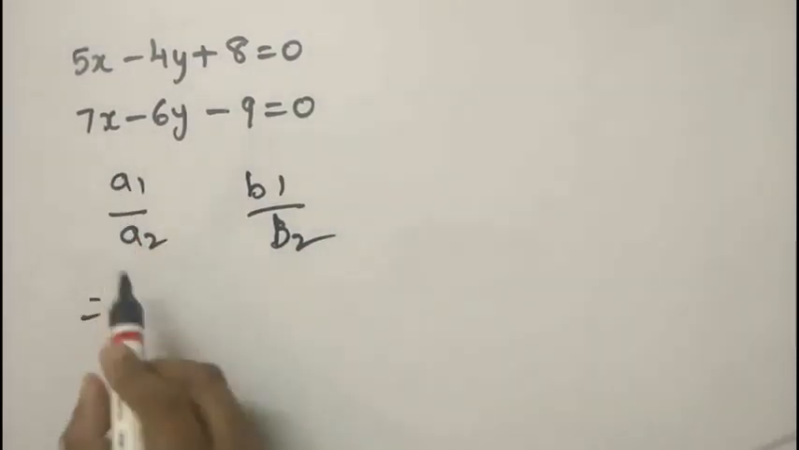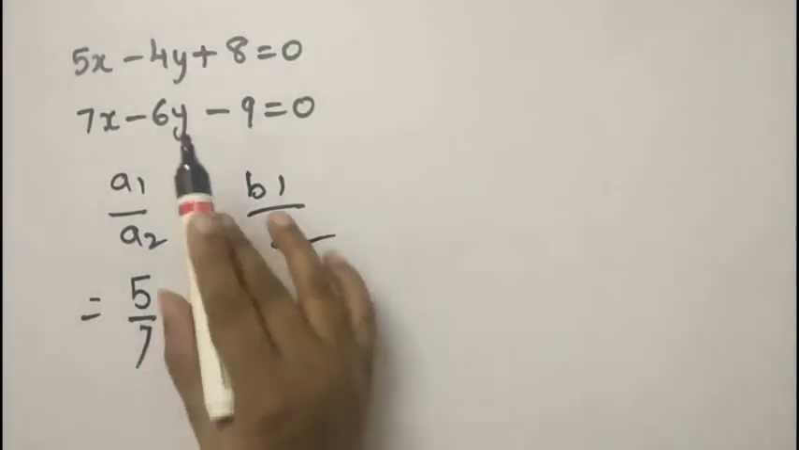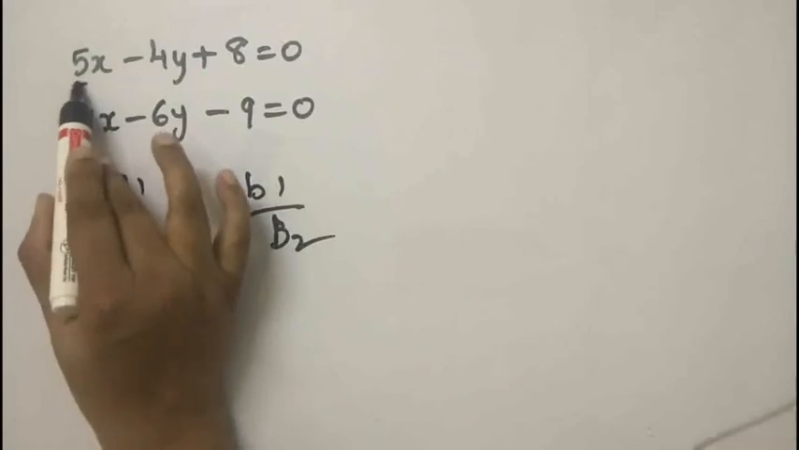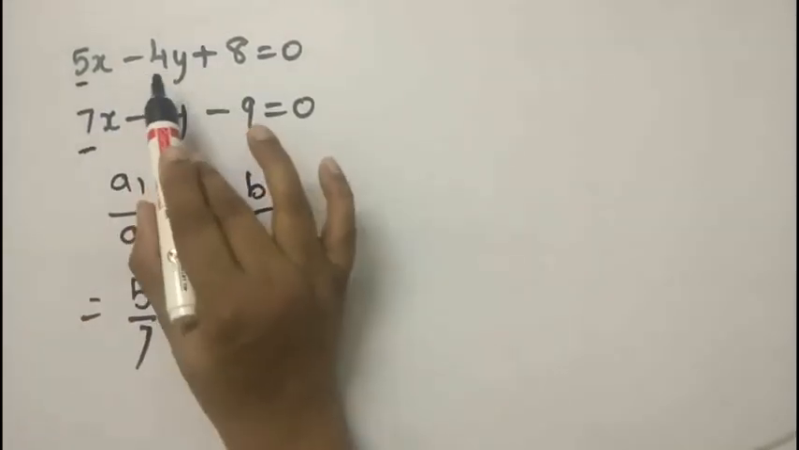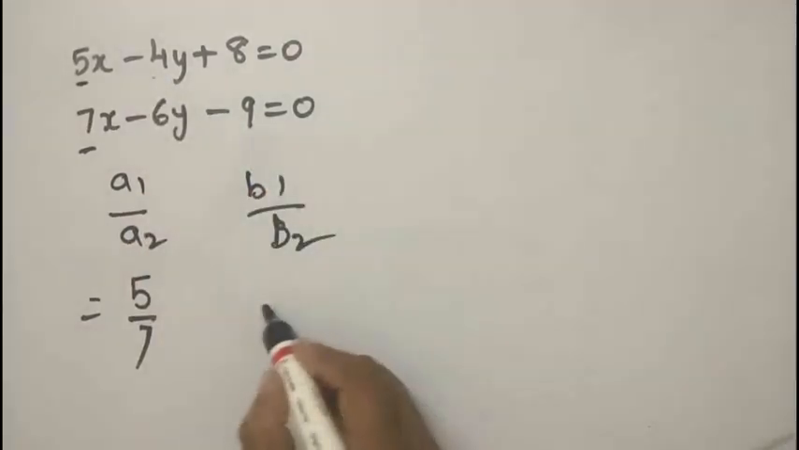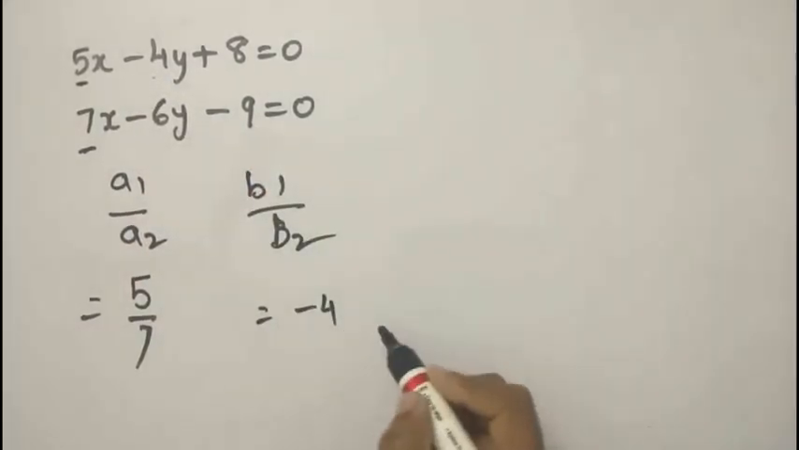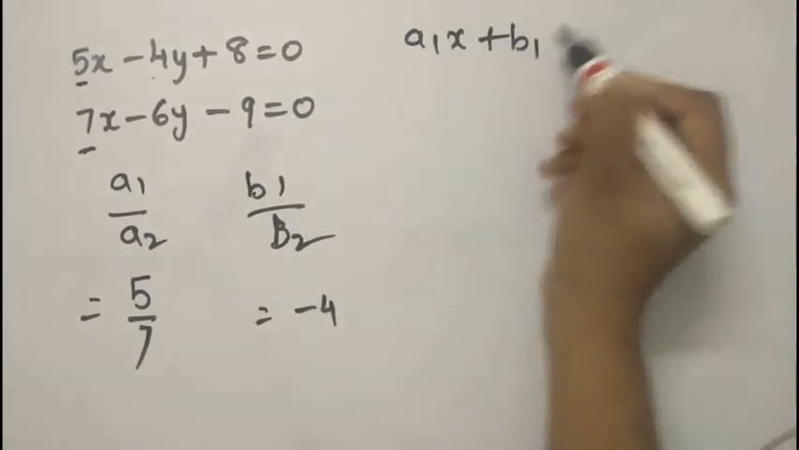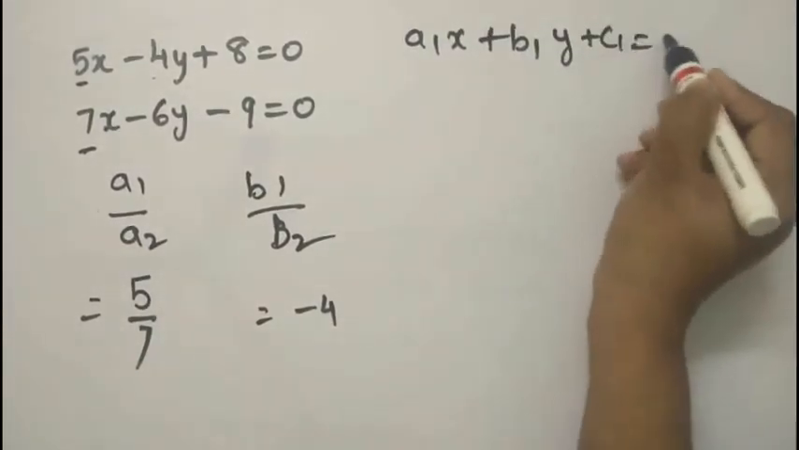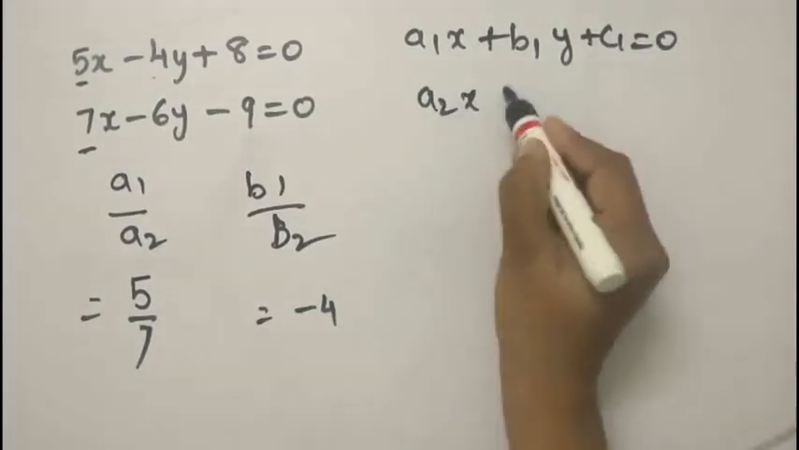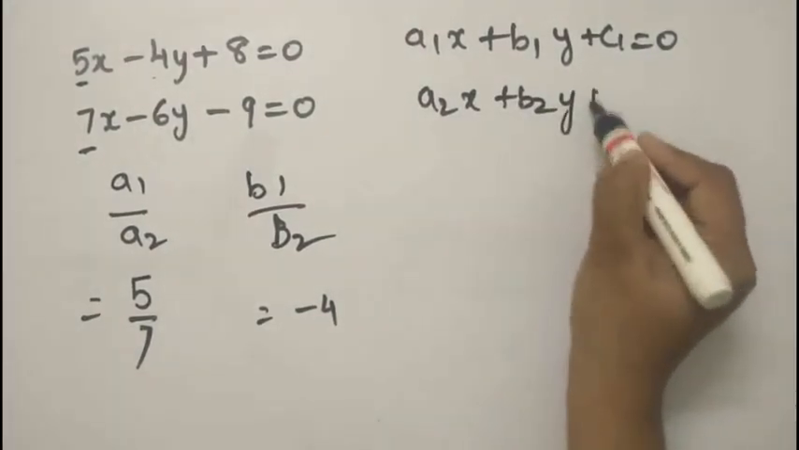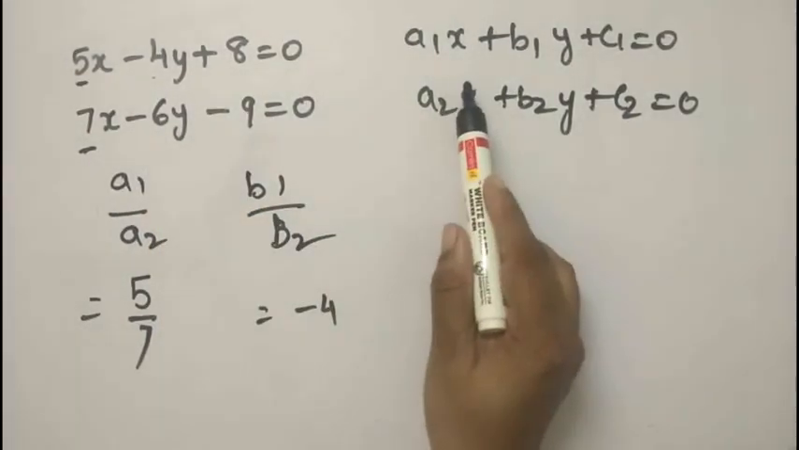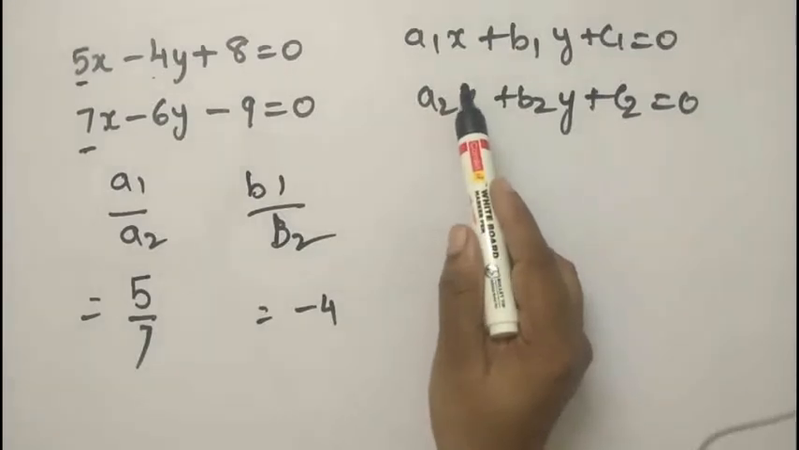Here a1 by a2 means 5 by 7. In the place of a1 here it is 5, in case of a2 it is 7. In case of b1 here it is minus 4. I am comparing these two with the standard form of linear equations, a1x plus b1y plus c1 equal to 0, a2x plus b2y plus c2 equal to 0, the standard general form of a pair of linear equations in two variables.